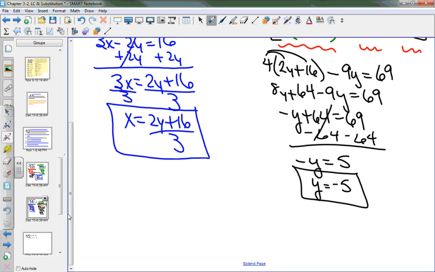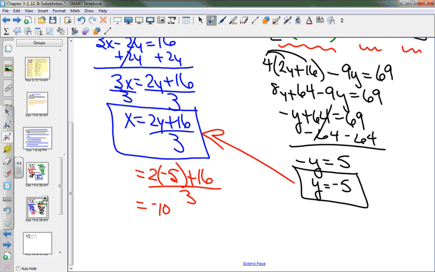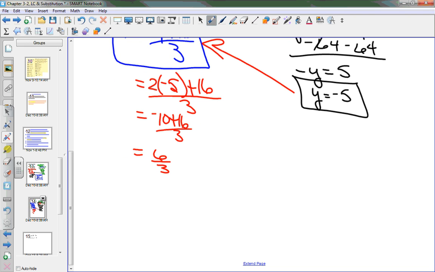Am I done? No, I found what y is. Now how do I find out what x is? You gotta plug it back into an equation. Go back to your original equations or go back to your box, correct? If you go back to your box, all you gotta do is simply plug and chug. So this gives you 2 times negative 5 plus 16 all over 3. What's 2 times negative 5? Negative 10. Plus 16 divided by 3? X is equal to 2.